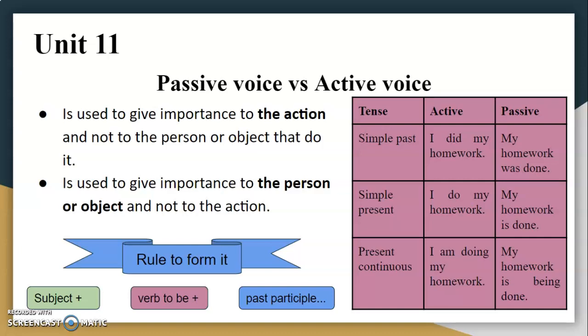Other examples are, in simple present, I do my homework, and my homework is done. With present continuous, I'm doing my homework changes to my homework is being done. Remember, the past participle always stays the same, only the form of be changes.